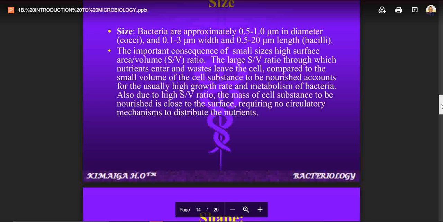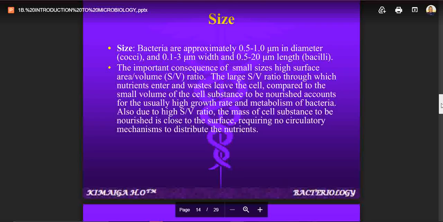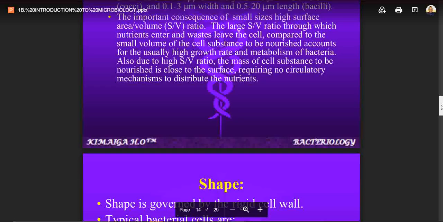The important consequence of small size is the surface area to volume ratio. The large surface to volume ratio, through which nutrients enter and waste leaves the cells, compared to the small volume of the cell substance to be nourished, accounts for the usual high growth rate and metabolism of bacteria. Also, due to the high surface area to volume ratio, the mass of cell substance to be nourished is close to the surface, requiring no circulatory mechanism to distribute the nutrients. Therefore, you can tell that bacteria have a high surface area to volume ratio.